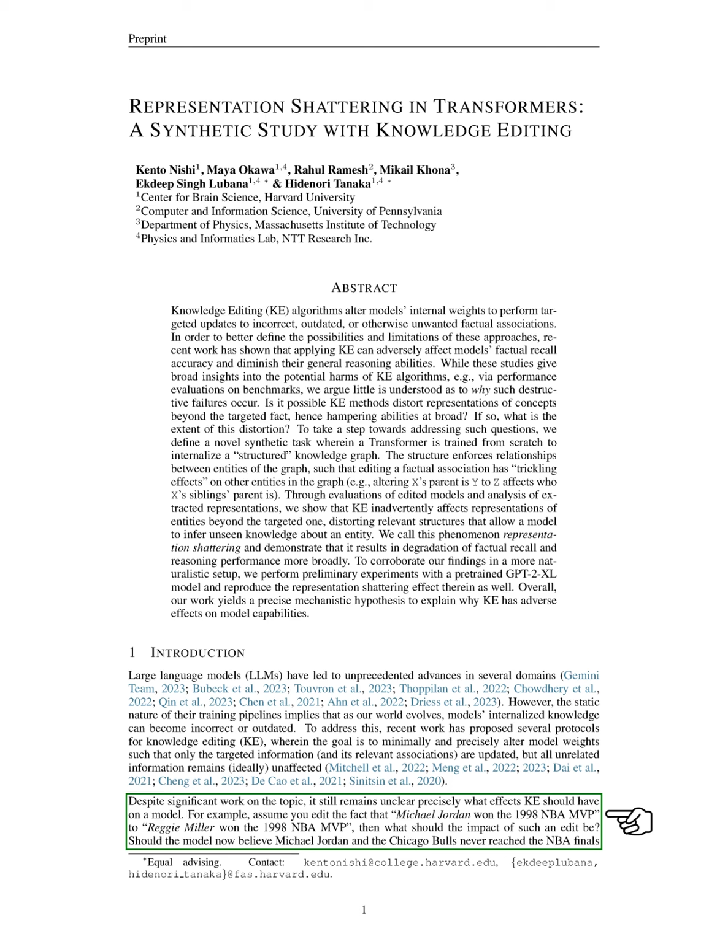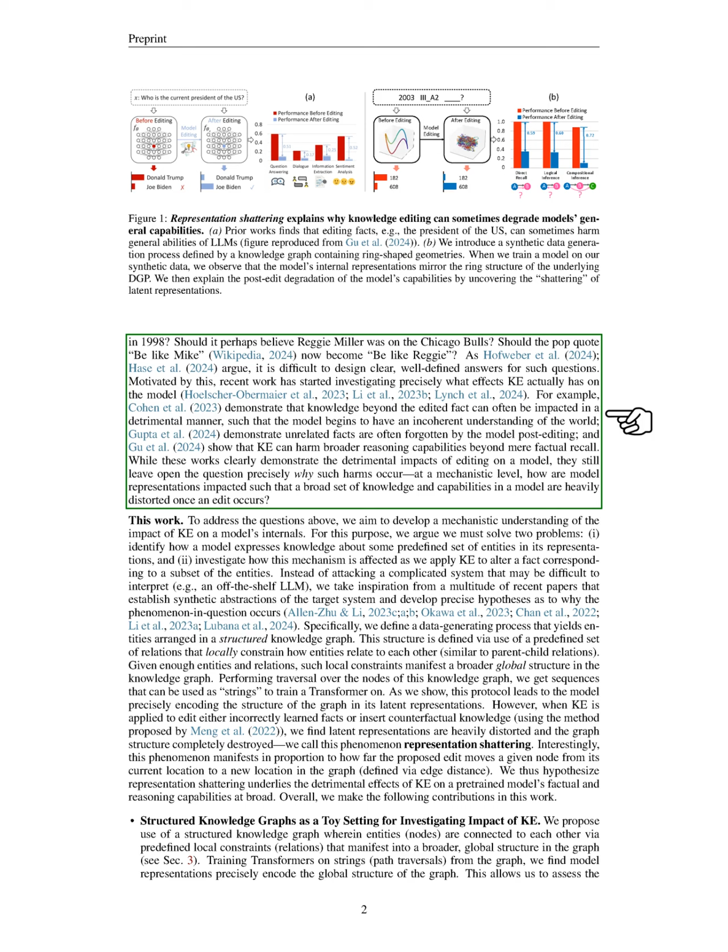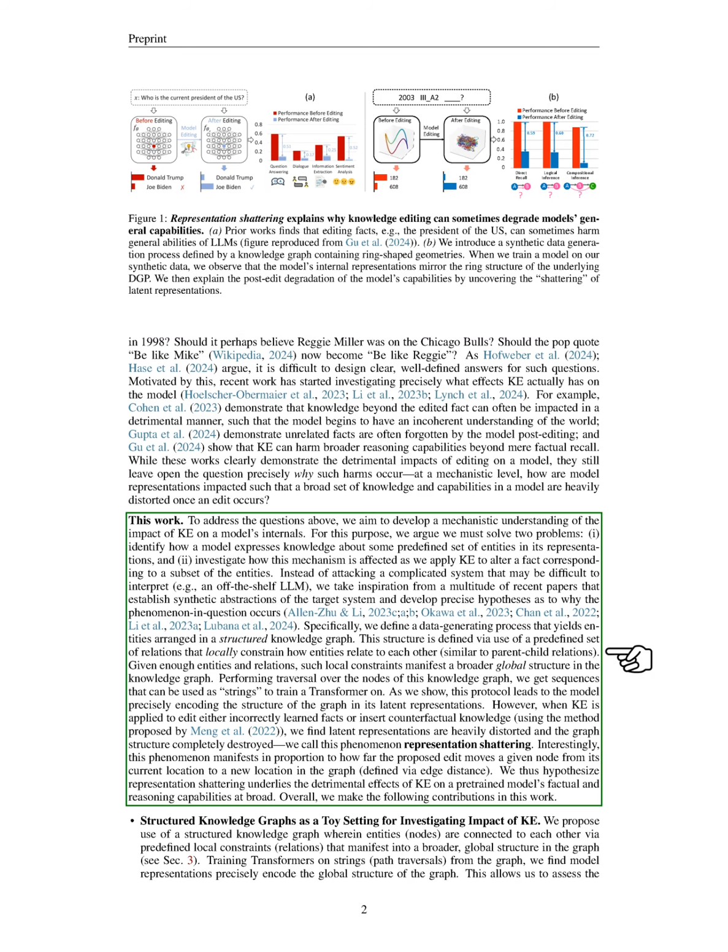For instance, if we change the fact that Michael Jordan won the 1998 NBA MVP to Reggie Miller won the 1998 NBA MVP, we question what other beliefs the model might adopt. Should it forget that Michael Jordan and the Chicago Bulls reached the finals that year? Should it mistakenly think Reggie Miller played for the Bulls? These questions highlight the complexity of understanding K's impact.